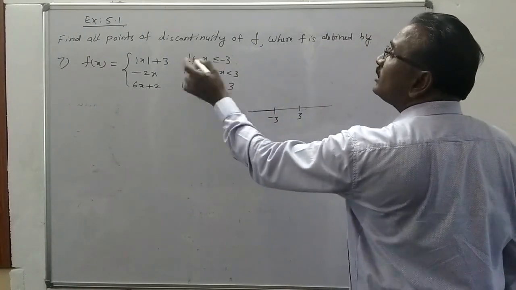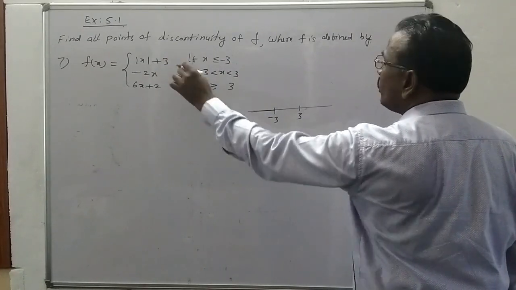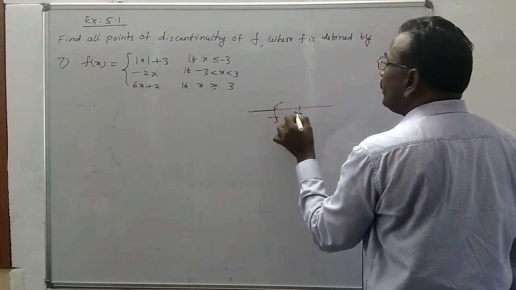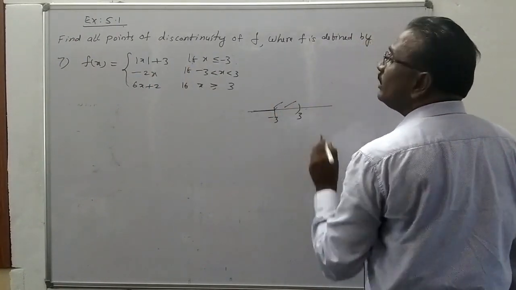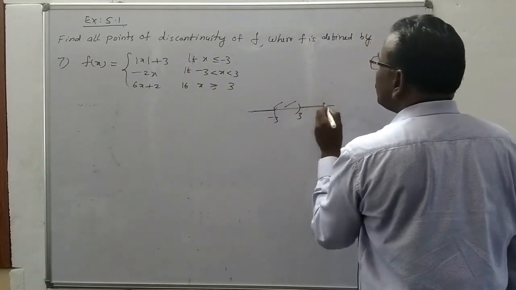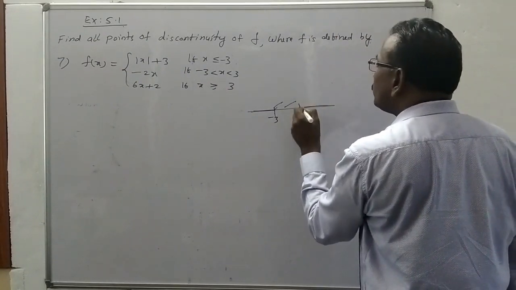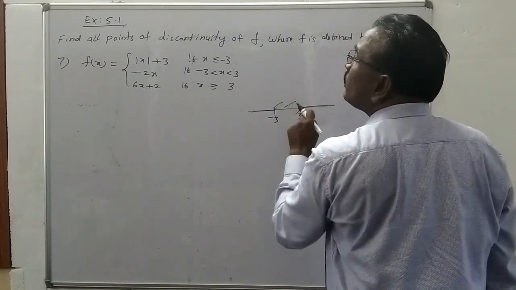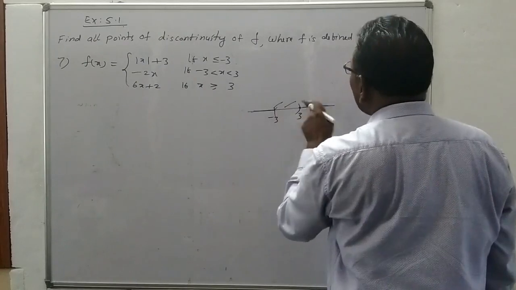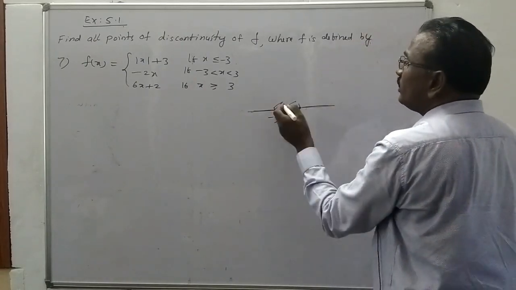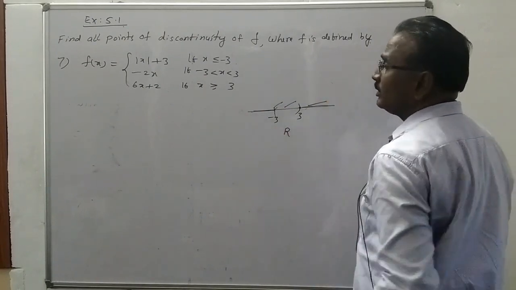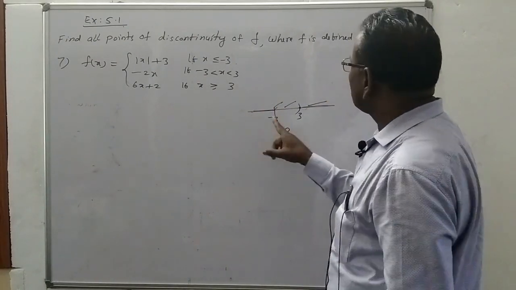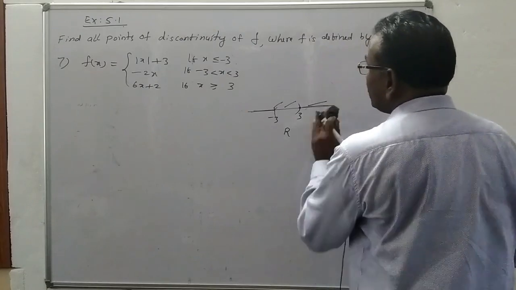At x is equal to minus 3, f of x is a polynomial function, defined. Between minus 3 and plus 3, f of x is a polynomial, defined. At x is equal to 3, it is a polynomial, and greater than 3 is also a polynomial. So therefore the function is defined for all real numbers. Domain of this function f of x is the set of all real numbers.